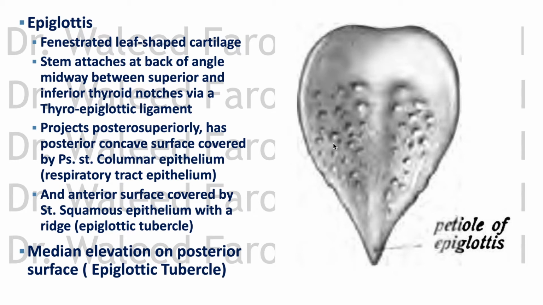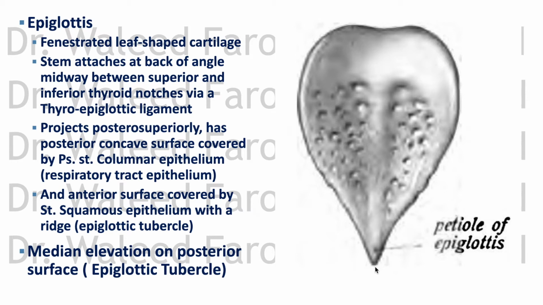It's fenestrated. See? Lots of fenestrations. And on the posterior surface that we are looking at now, there is a midline ridge or eminence, tubercle. You can call it whatever you like. It's a protrusion. I think this provides complete sealing of the laryngeal inlet when it comes down opposite the laryngeal inlet during swallowing. So it's leaf-like. It has a pedicle.